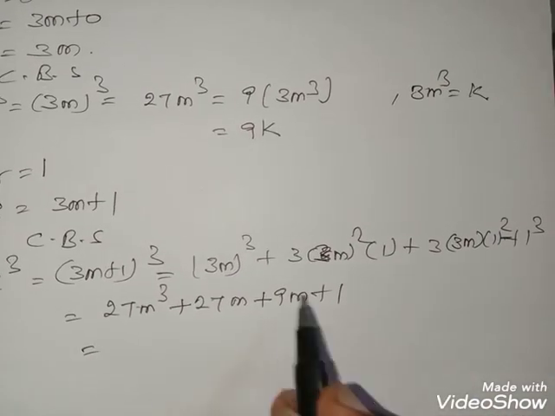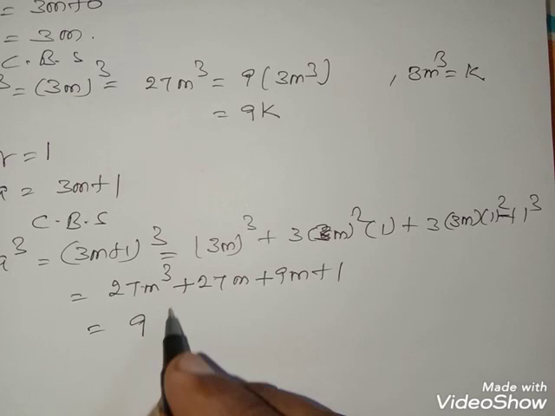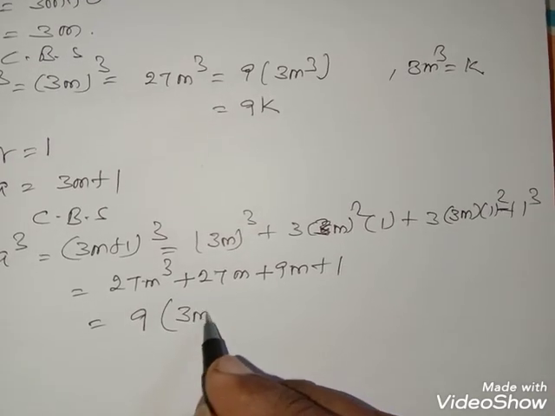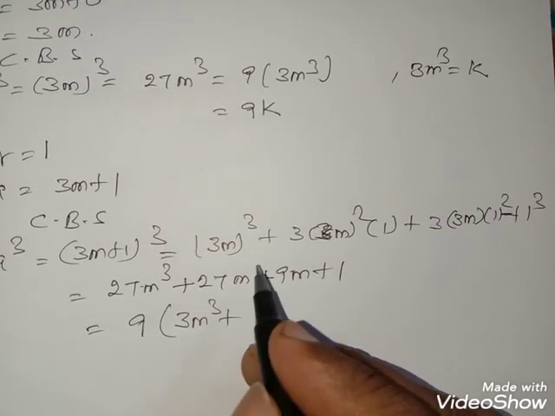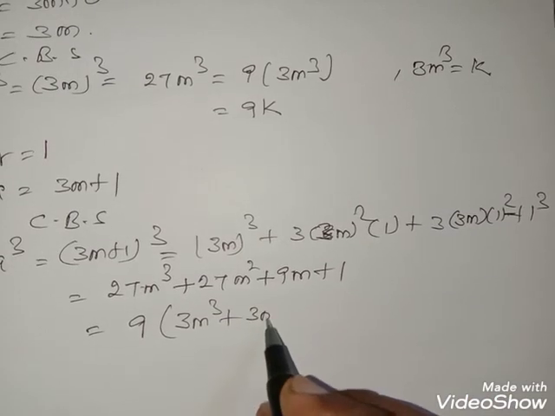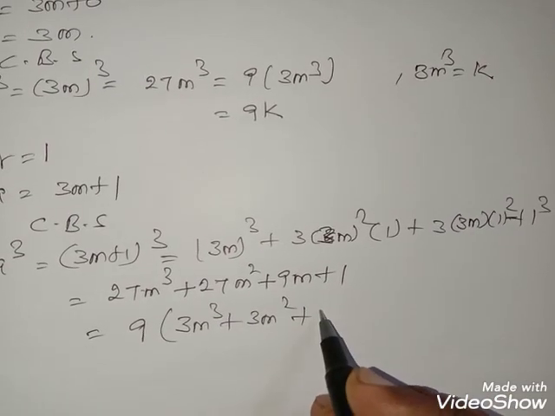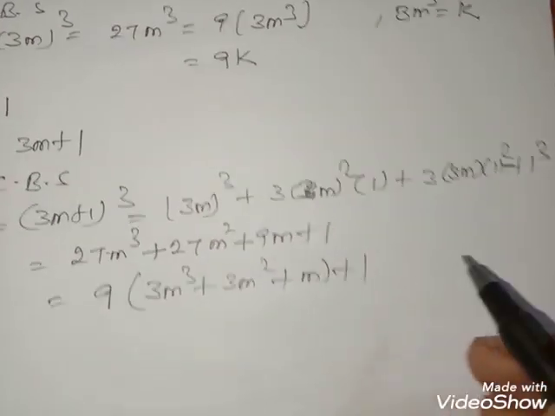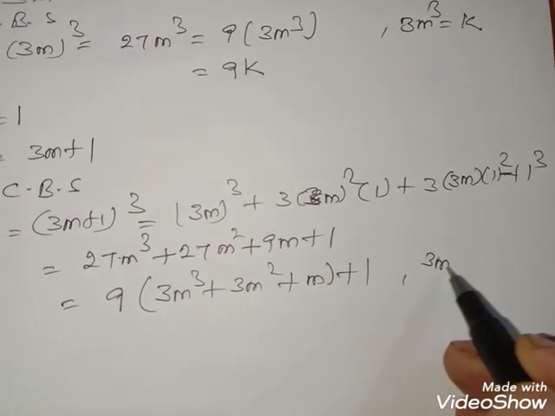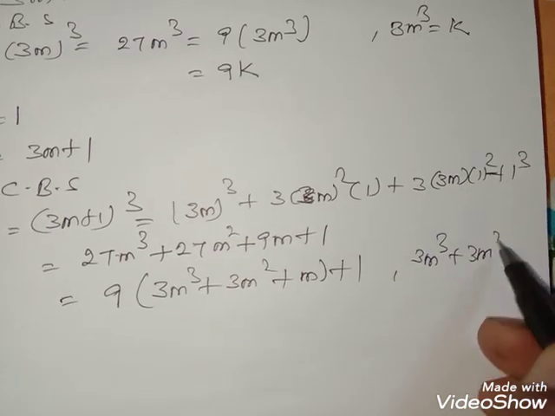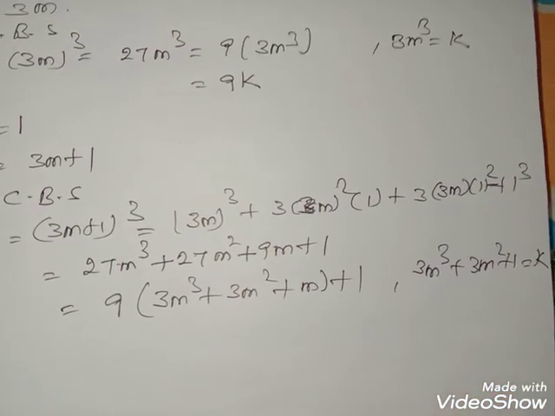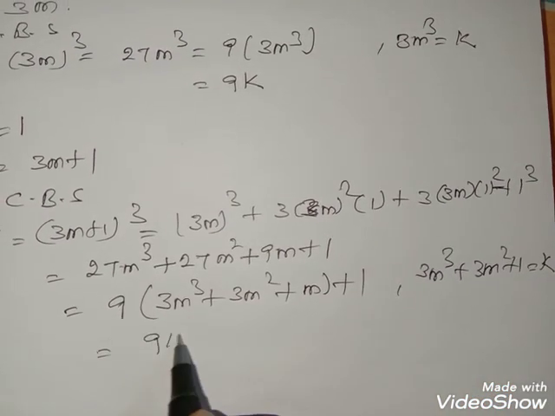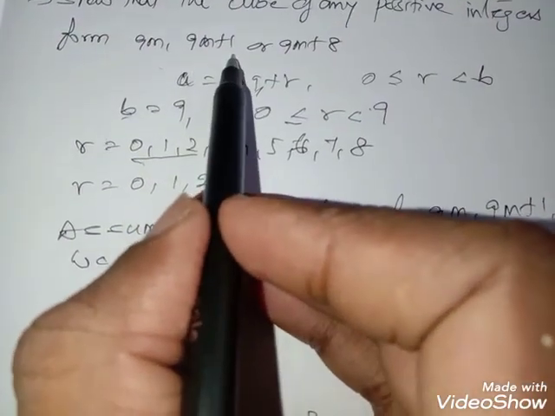Now out of these 3 values we can remove 9 outside, so that you will get 3m cube plus 3m square plus m plus 1. Now if I take this bracket, that is 3m cube plus 3m square plus m as some k, we can write this one as 9k plus 1, which is your second equation, that is 9m plus 1.